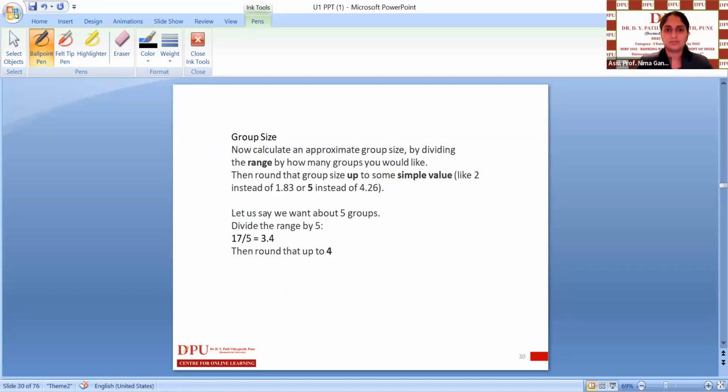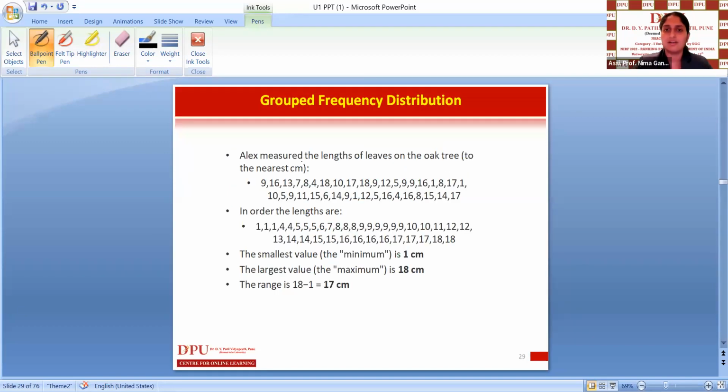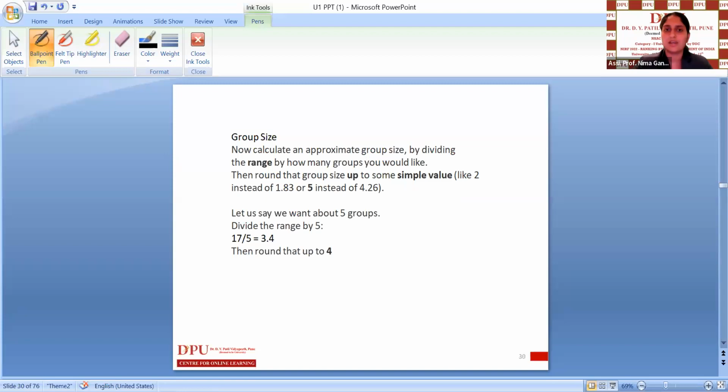So you have to decide the group size ultimately. So now calculate the approximate group size by dividing the range by how many groups you would like to make. So let's say you are interested in making 5 groups. So the range is 17, right? So 17 divided by 5 you make. So 17 divided by 5, if you do, the answer is 3.4. So you can make groups of around 4, or you can make groups of 3 numbers.